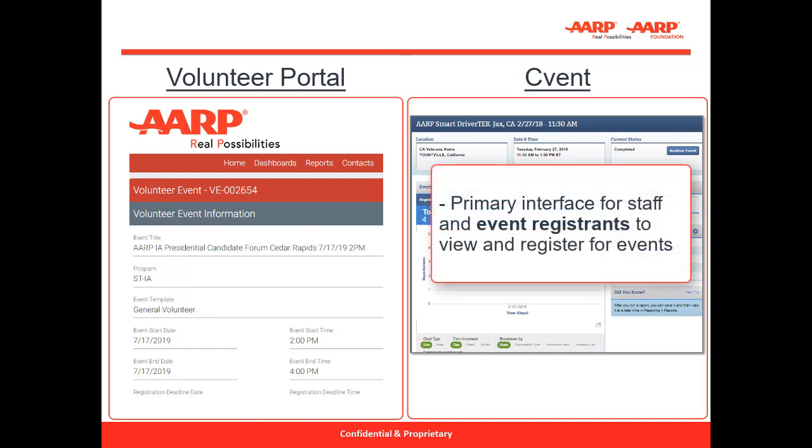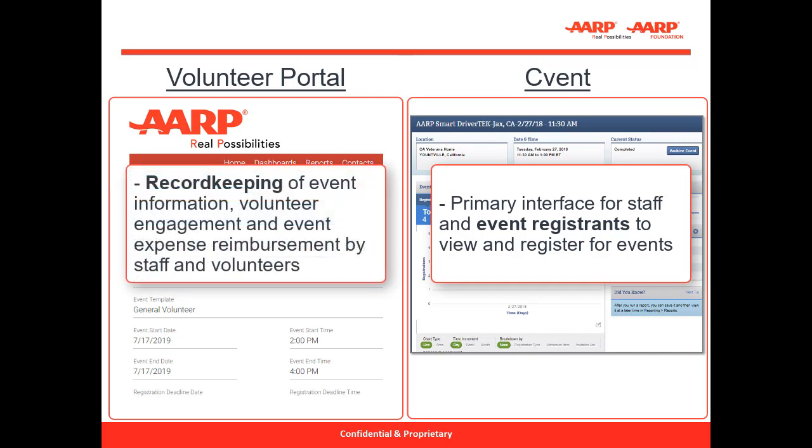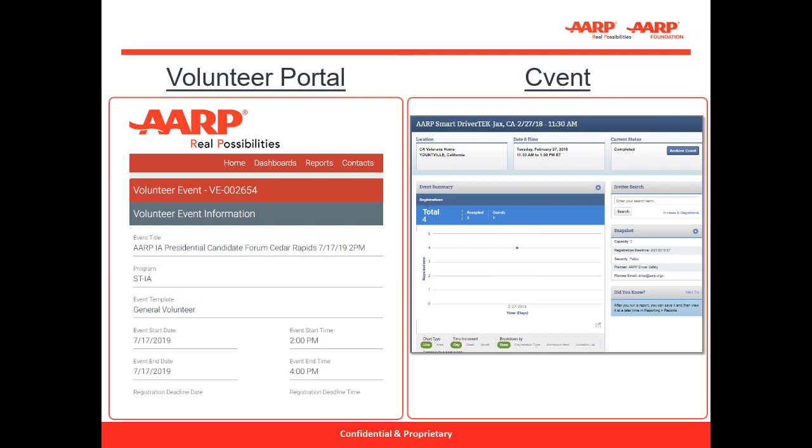Cvent is the primary interface that event registrants will interact with when viewing and registering for events. The Volunteer Portal will be used for record keeping of event information, volunteer engagement, and event expense reimbursement.